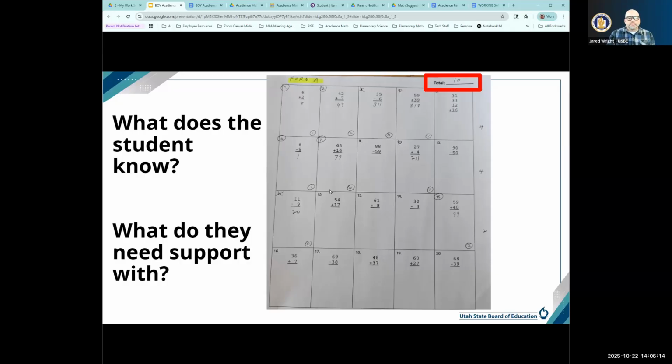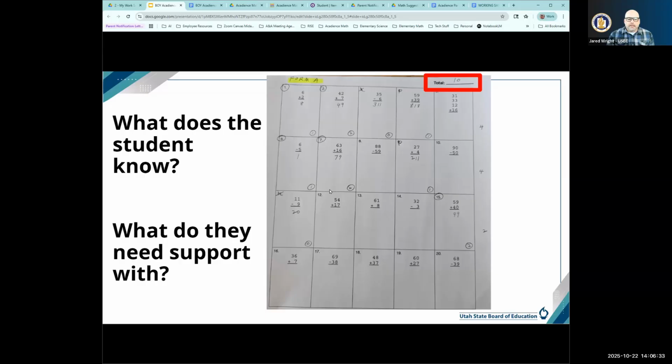So as I look at this form, I can see that the total is 10. So the student scored 10 points on this worksheet. How do I know what the student knows? And how do I provide support to that student? Just by seeing the number 10 up there in the corner.